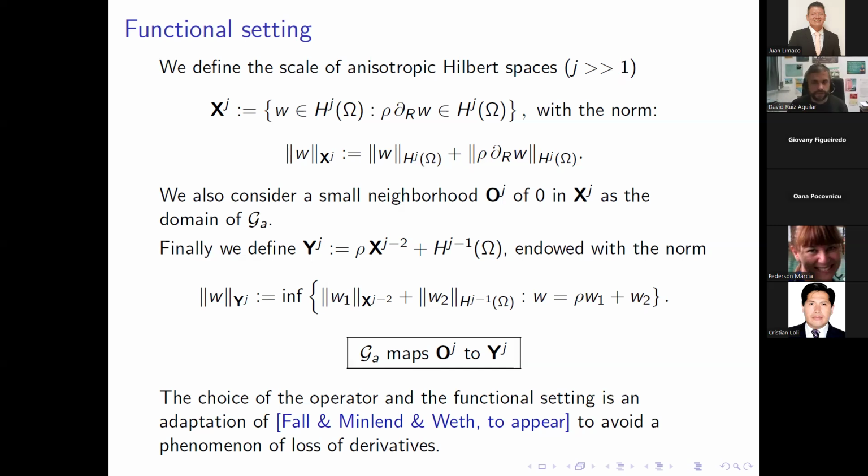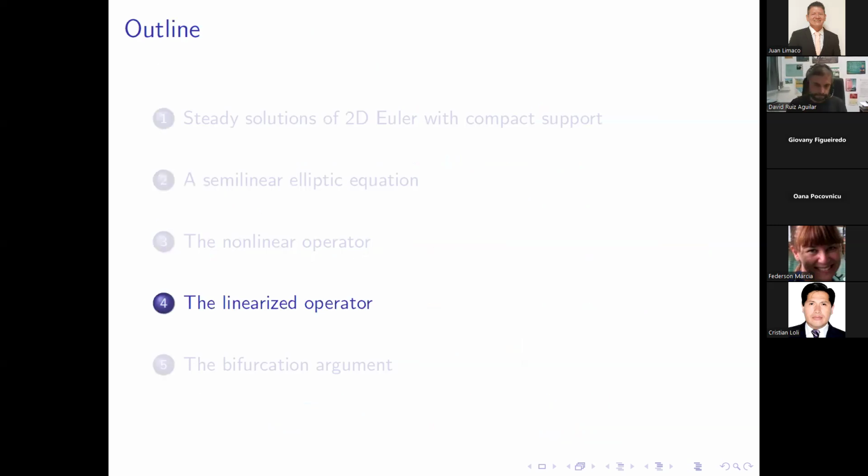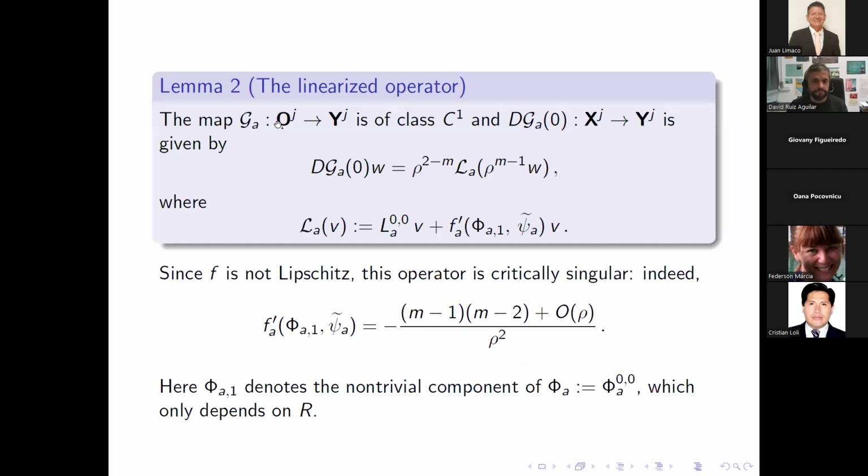Okay, so let's go to the linearized operator. This map that I mentioned before is of class C1, this can be proved, and the derivative is, well, apart from the usual factor, just the usual derivative. So basically, this is the Laplacian with the pullback operator, and this is f prime. But f, as I told you, is not Lipschitz, so this gives rise to something which is singular. Actually, what you have here is something that behaves like a constant times 1 over rho squared, where rho is the distance to the boundary.